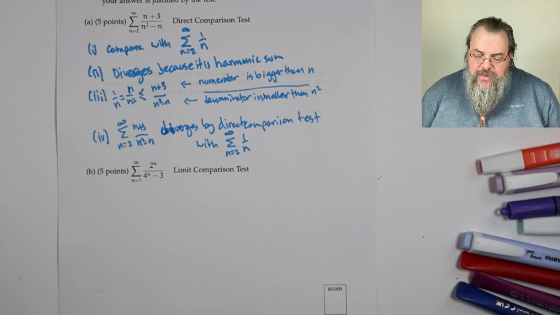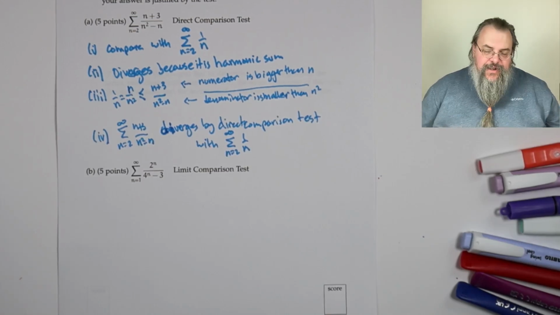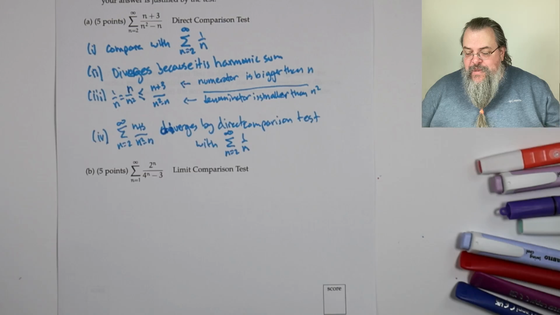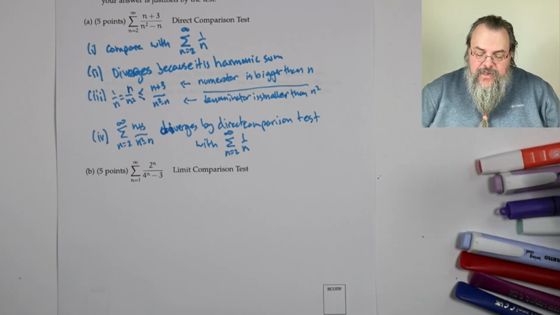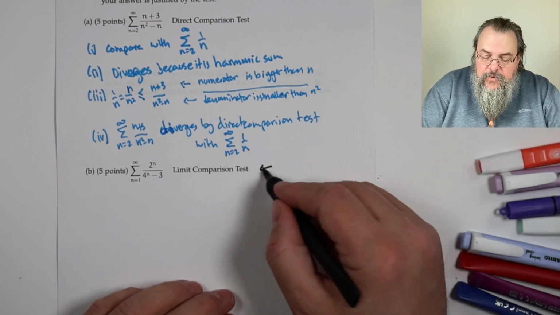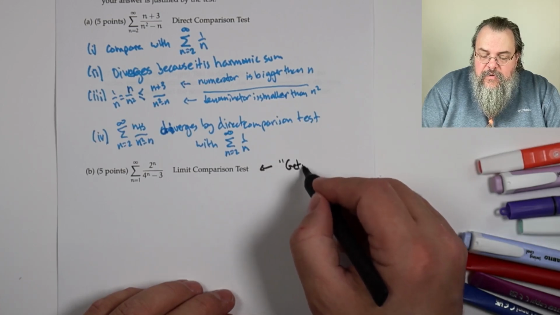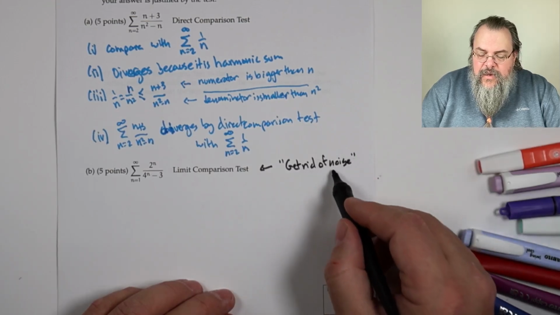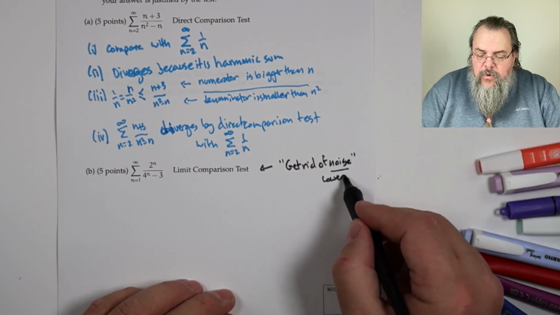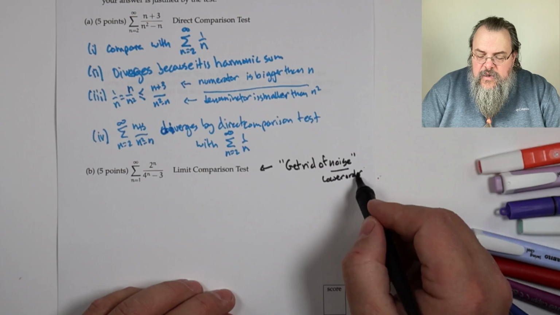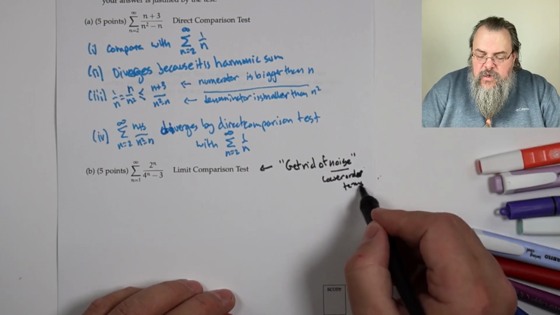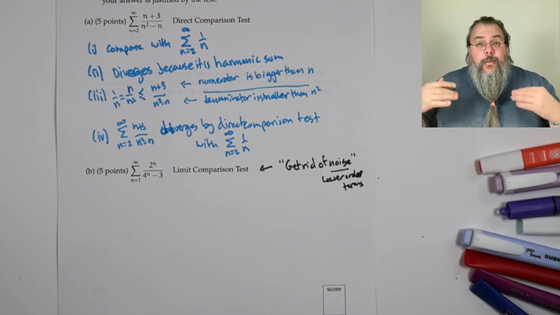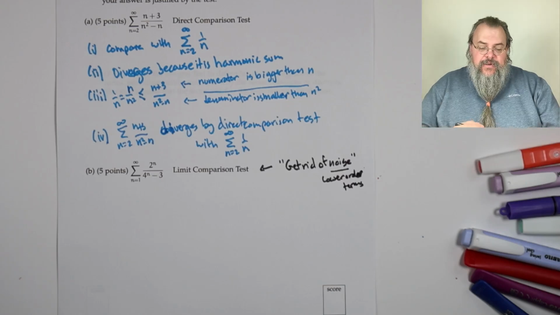2n over 4 to the n minus 3, limit comparison test. Oh, I love limit comparison test. I am a huge fan. Now, I like to think of limit comparison test in the following sort of phrase. I like to think of it as you get rid of the noise. And you might say, well, what does that mean, get rid of noise? Noise is lower order terms. In other words, focus on what's really driving the behavior. It's going to 0, but how is it going to 0? What's making it go to 0?